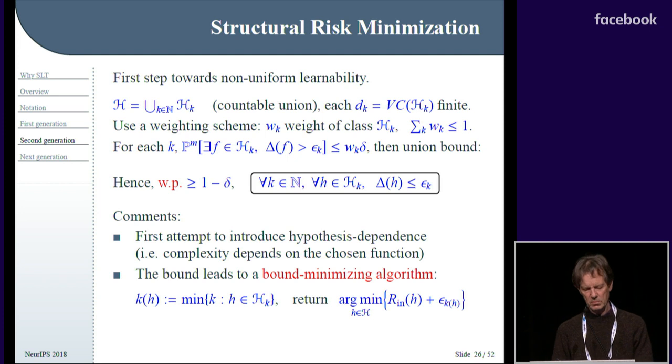As I pointed out, every bound potentially drives a new algorithm. This drives an algorithm that returns the function you see here on the right. It's the argmin over all of the functions in the union of the classes which minimizes the empirical error plus the gap associated with the minimum class that the function is contained in, so k of h is the minimum class which contains that function. So in a way, we're regularizing according to the class index. We're trying to prioritize functions with low indices, but trading that index against the empirical loss. So it's a kind of initial form of regularization, and essentially this idea of measuring the complexity of the function is about regularization.